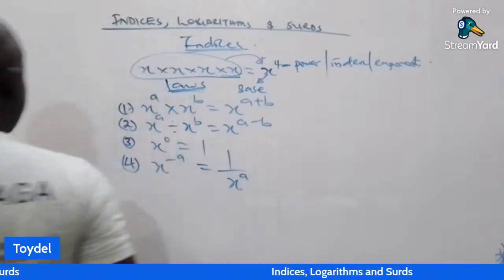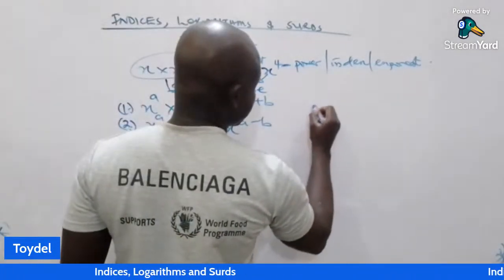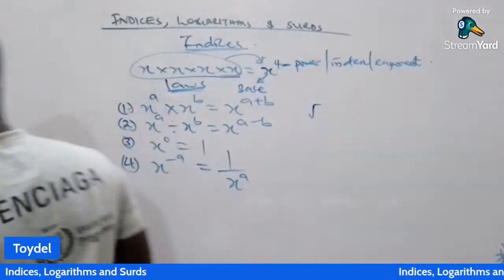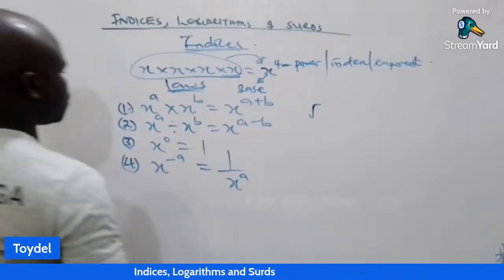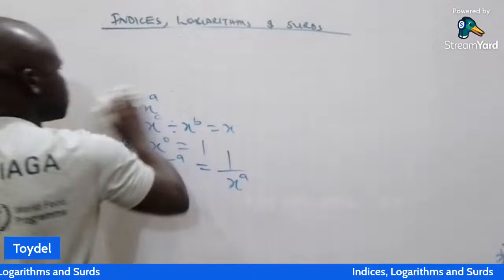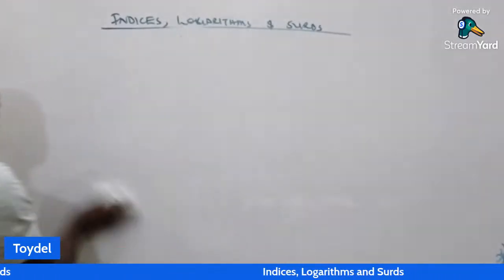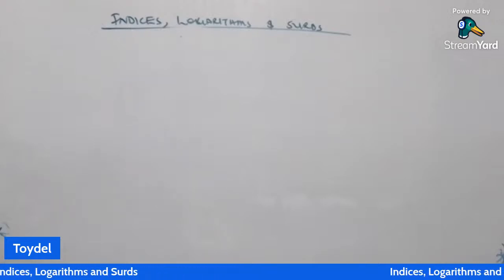Of course, there are some other laws that have to do with square roots and cube roots. We can actually do that without going through any law. So we are going to see examples, but these are the basic laws of indices. Once you know this, you should be rest assured that you will be able to solve any problem under indices. So we are doing a kind of revision on indices, logarithm, and surds, and I started with indices.